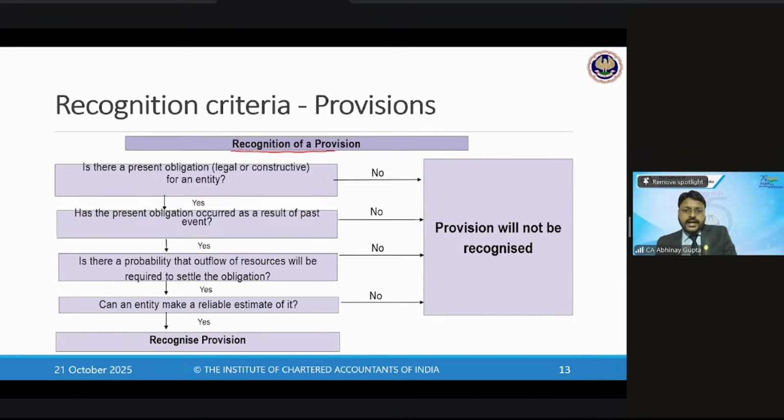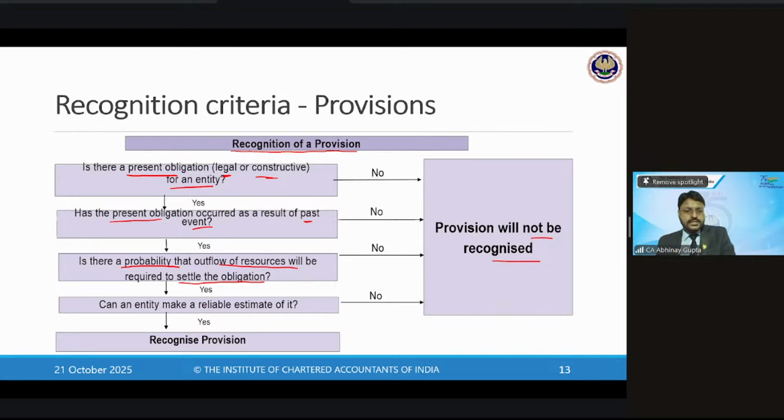A provision will be recognized based on the below tree. These are the questions we need to ask ourselves and answer based on the facts or information we have. Is there a present obligation, legal or constructive, for an entity? If the answer is no, the provision will not be recognized, correct? If yes, has the present obligation occurred as a result of a past event? If no, the provision is not recognized. If yes, then the next question: is there a probability that an outflow of resources will be required to settle the obligation? If no, the provision will not be recognized.